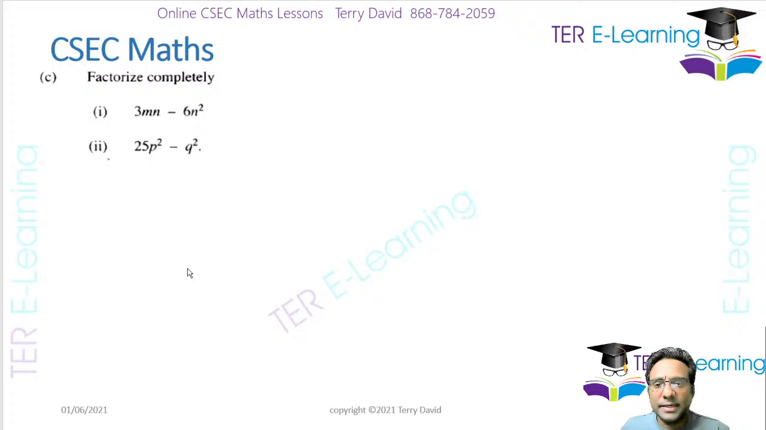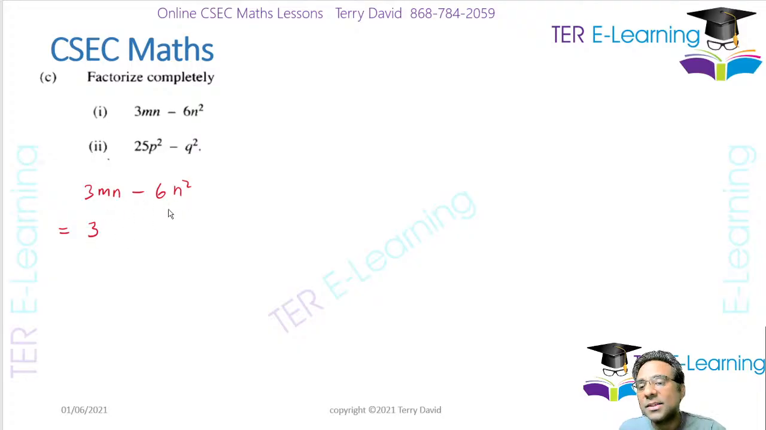All right, so let's look at part C, part 1, right? So we have 3mn minus 6n squared, and you want to factorize that. Now that is not the difference of two squares, by the way. But we might be able to use the HCF method. So we have 3 and 6. So the HCF here is 3.